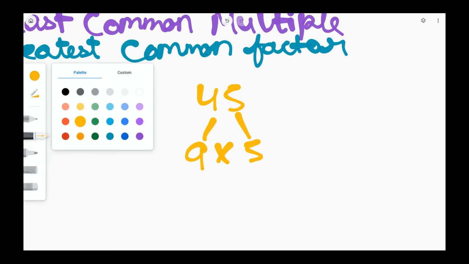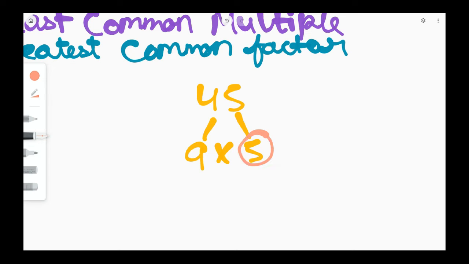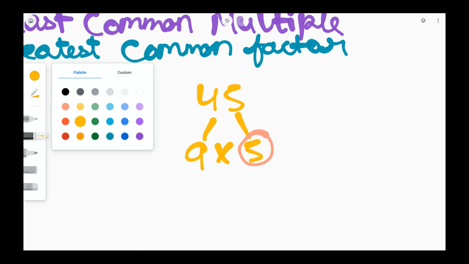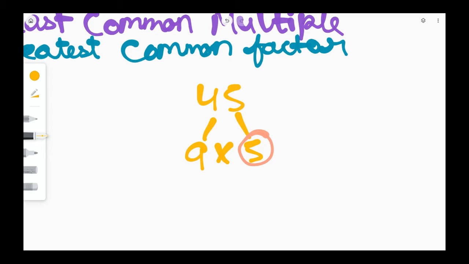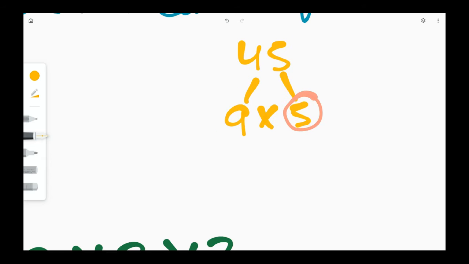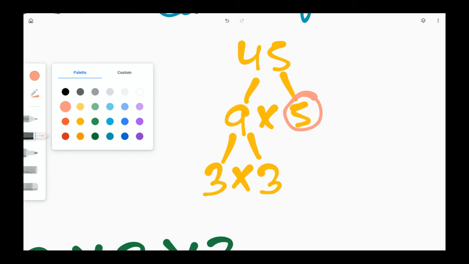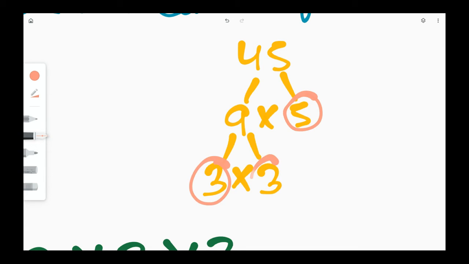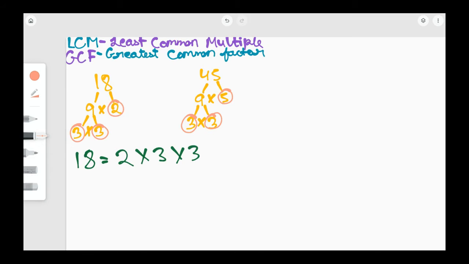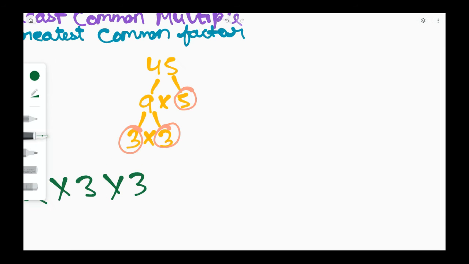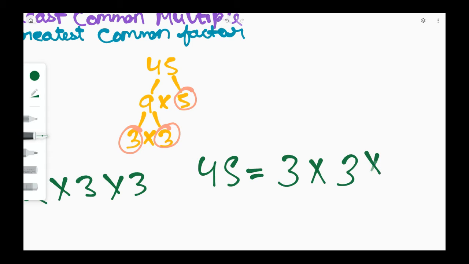Is 5 or 9 a prime number? I know that 5 is a prime number, so I'm going to circle it. Is 9 a prime number? No, it's not. What two numbers do you multiply together to get 9? 3 and 3. Are 3 and 3 prime numbers? Yes, they both are prime numbers. I'm going to circle them, and there's no number left. Now I need to write my statement. 45 equals 3 times 3 times 5.